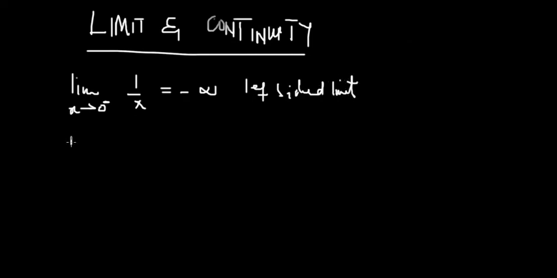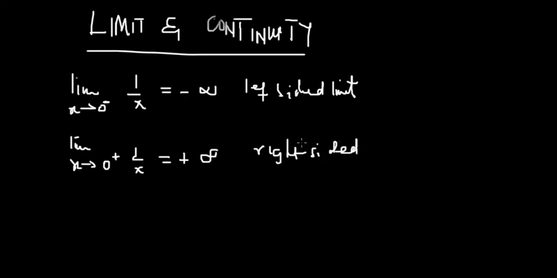Right, and then similar to the right-sided, we have x going into a positive 0. We have 1 on x. So this will give us a positive infinity. So this is a right-sided limit. Okay, right, I hope this was very clear.